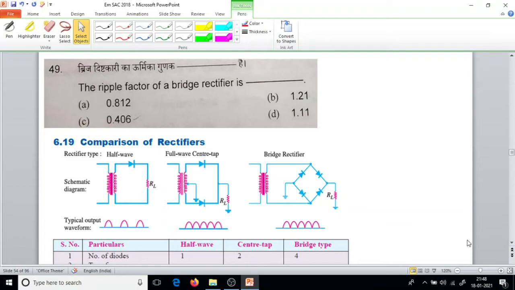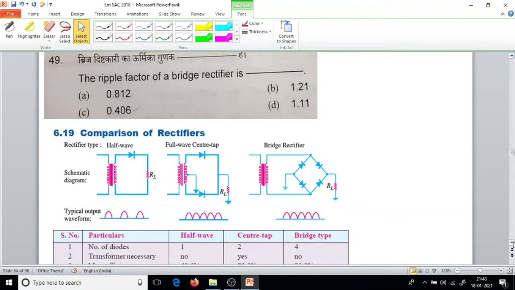Question number 49. The question is the ripple factor of a bridge rectifier is. Bridge rectifier means full wave. This is the efficiency, 81.2% is the efficiency of the bridge rectifier. But the ripple factor of full wave bridge rectifier is 0.48 actually. So 0.48 is the answer, ripple factor, but it is not there in the question.